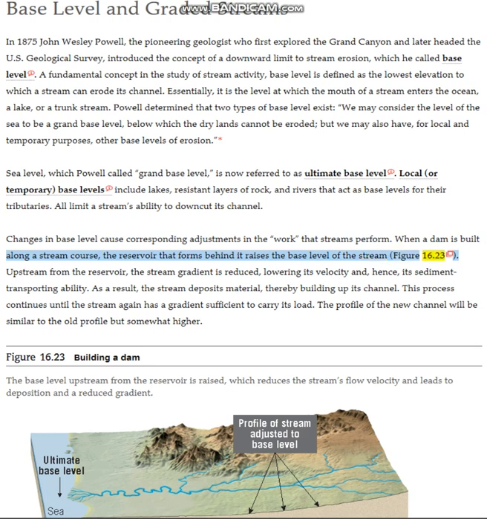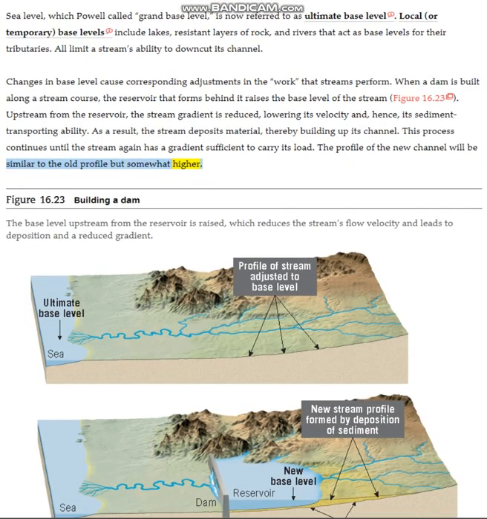Upstream from the reservoir, the stream gradient is reduced, lowering its velocity and, hence, its sediment transporting ability. As a result, the stream deposits material, thereby building up its channel. This process continues until the stream again has a gradient sufficient to carry its load. The profile of the new channel will be similar to the old profile but somewhat higher.